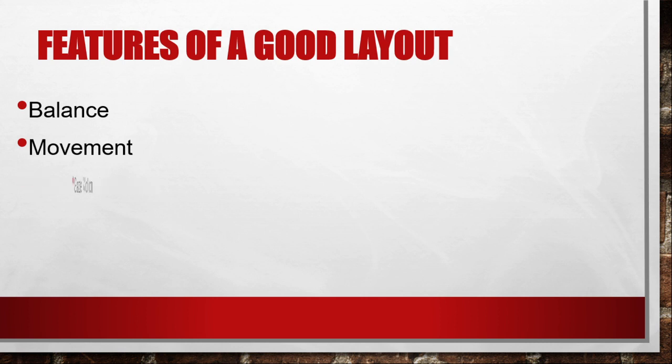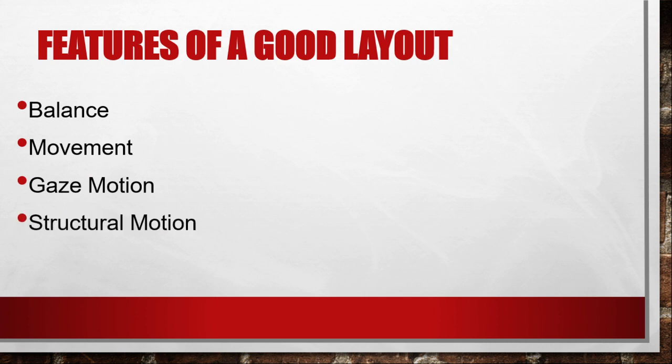And we have gaze motion. It is the direction of movement of the reader's eye. The elements of the advertisement should be placed in such a manner that there is an easy flow in the movement of the eyes of the reader. Then we have structural motion. A good layout should utilize lines, arrows, and signs which will indicate or point out the important element of the advertisement.